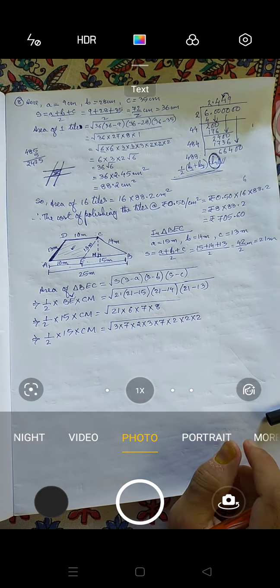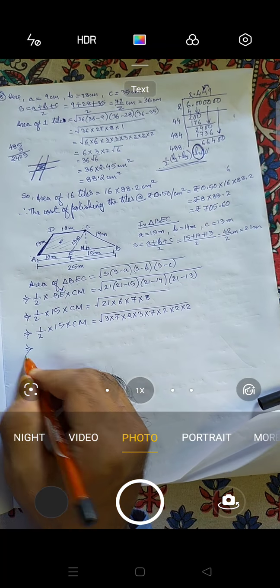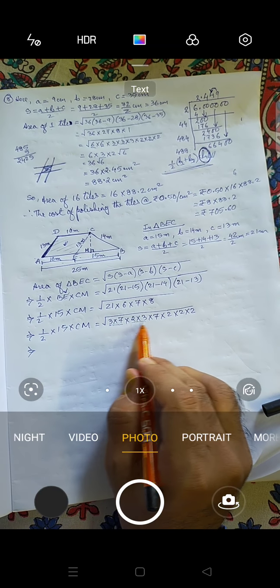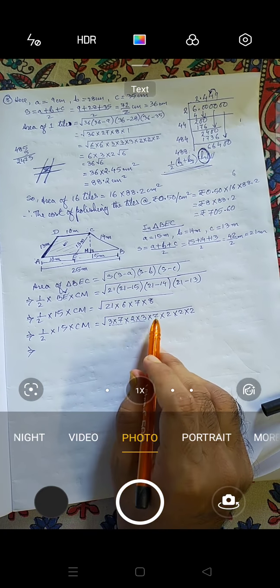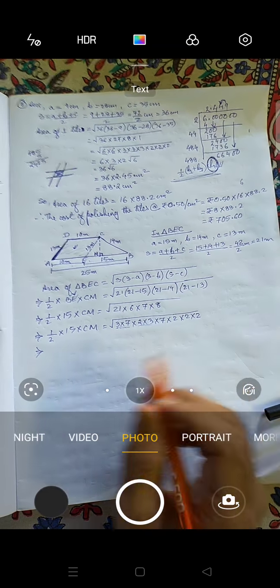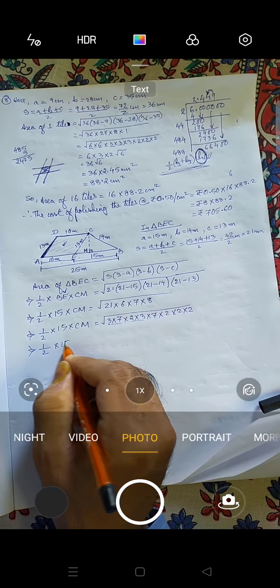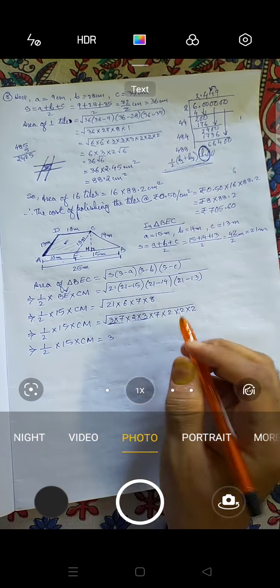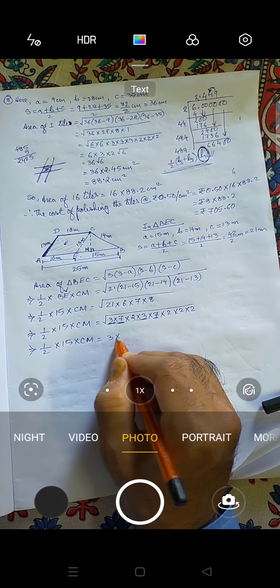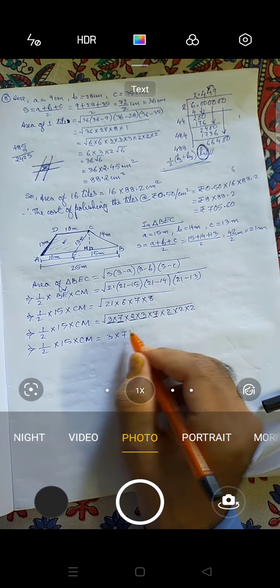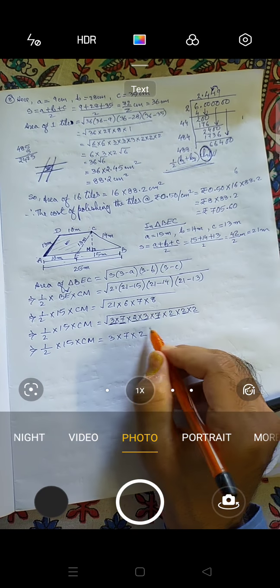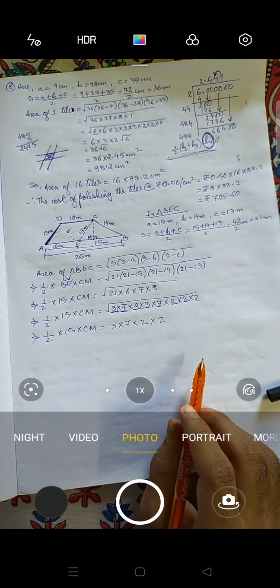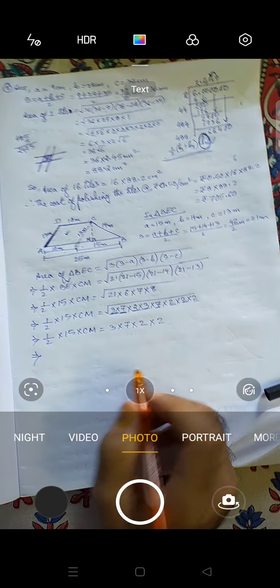Any doubt? This is 21, this is 6, 7 is 7, and 8 can be written as 2 into 2 into 2. Half into 15 into CM equals, from this 3 and this 3, one 3 can be taken out. This 7 and this 7, one 7 can be taken out. This 2 and this 2, one 2 can be taken out. And this 2 and this 2, one 2 can be taken out. Is there anything left inside the root? No. Now we got this one, no need to multiply.